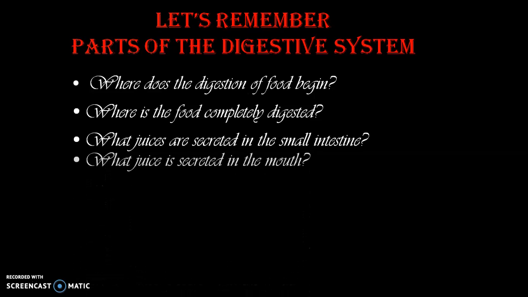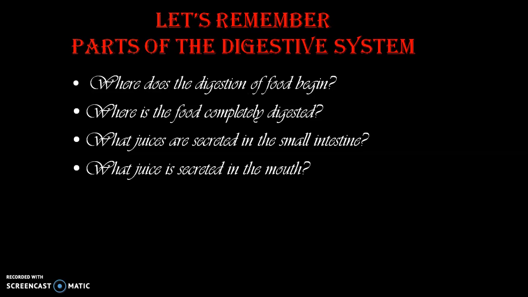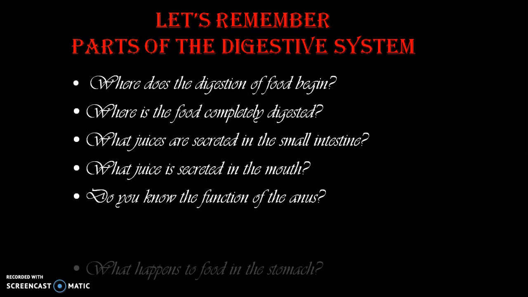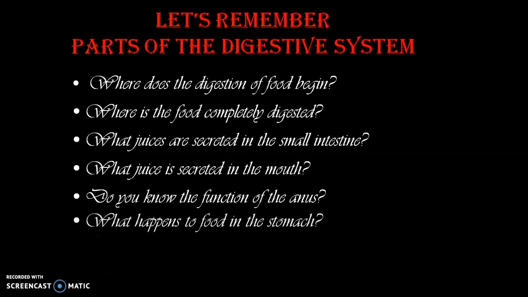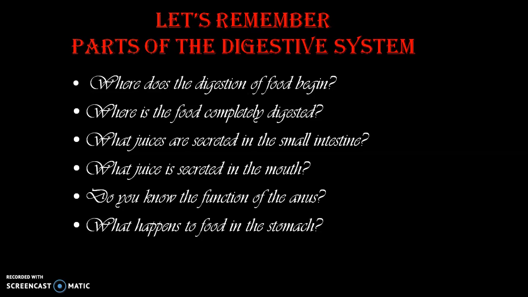What juice is secreted in the mouth? Salivary juice, or saliva. Do you know the function of the anus? Yes, the anus throws the undigested food out of the body. And what happens to food in the stomach? Food gets churned well. It mixes with gastric juice, and it is turned into a liquid.